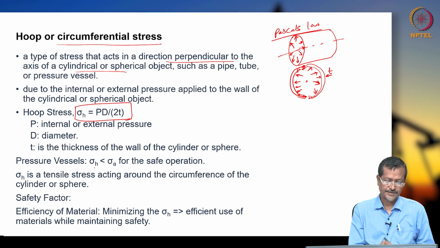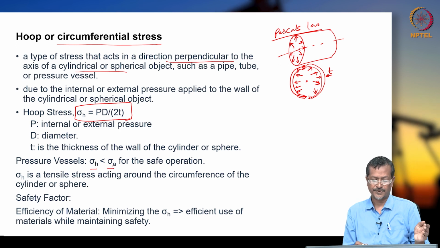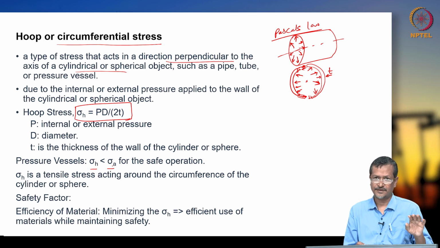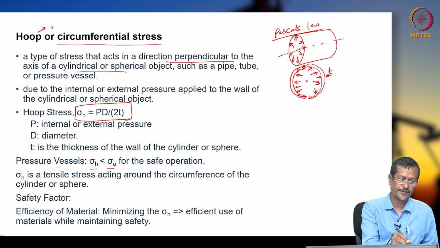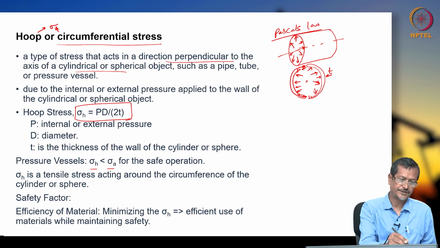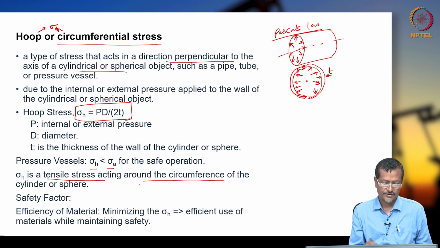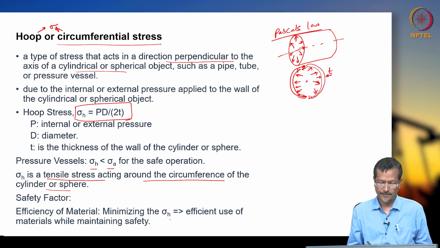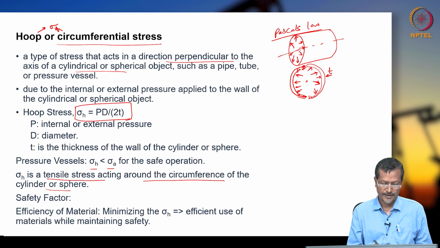For a pressure vessel, sigma hoop stress must be less than sigma allowable stress for safe operation. For other operations you can use something else for sigma allowable, but for a pressure vessel it must be lower than that. Sigma hoop, with small h, is a tensile stress acting around the circumference of the cylinder or sphere. Safety factor I already explained. On efficiency of material, minimizing the sigma hoop stress implies efficient use of material while maintaining safety.